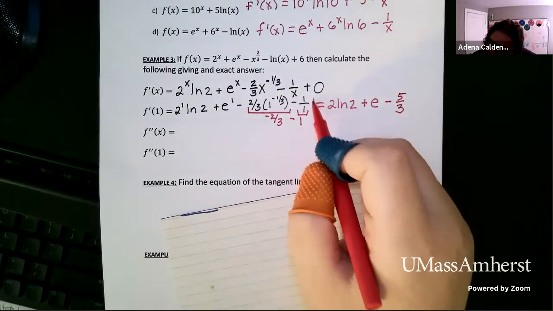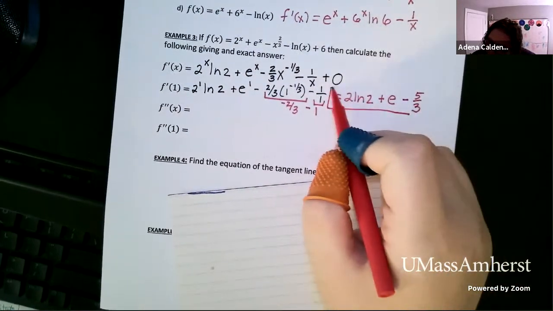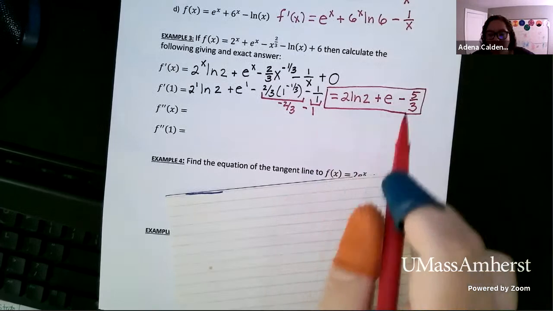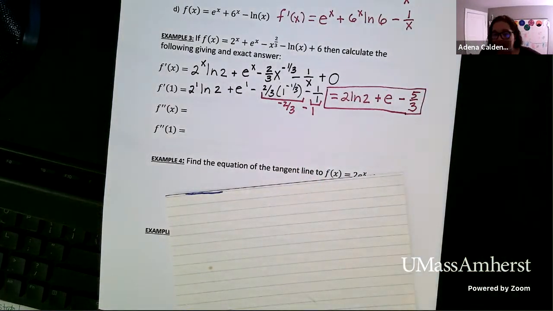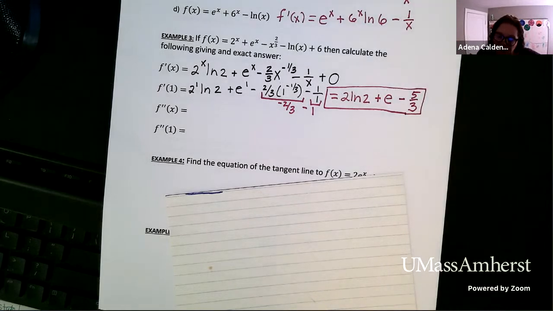So if this were on a mini quiz or something like that, this is likely what the answer would look like, right? Because I've simplified the things that I can, and I've left anything that would make it an approximation in its whole form. Okay.